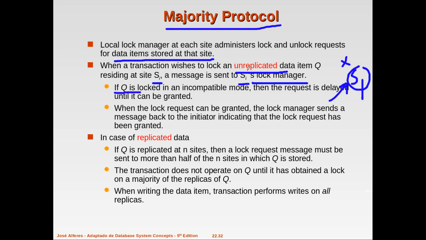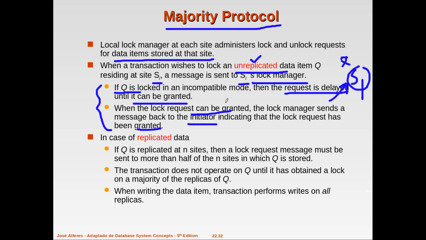If Q is locked, in the case of unreplicated data, I am saying X or Q, whatever it be, is present in only one site. If Q is locked in an incompatible mode, then the request is delayed until it can be granted. That is a normal case. If Q is already being utilized by some other transaction, the requesting transaction needs to wait. When the lock request can be granted, the lock manager sends a message back to the initiator transaction that it is being granted. That is the normal case. So this is for unreplicated data.